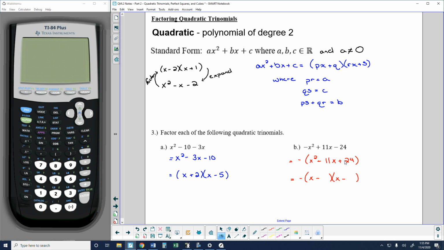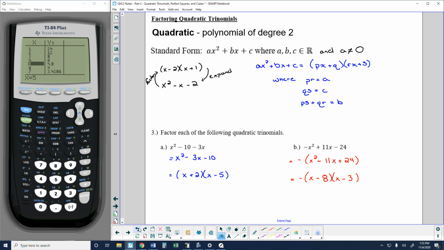So now I look at factors of 24. 1, 24, 2, 12, 3, 8, 4, and 6. Reminder, if you use the calculator, you can go to y equals, type in 24 divided by x, take a look at that table, and it pairs together all those factors. So in this case, I'm going to choose 8 and 3. The reason I chose 8 and 3 is, again, through distribution, I would have a negative 8x and a negative 3x, and adding those together would match up to give me negative 11x.